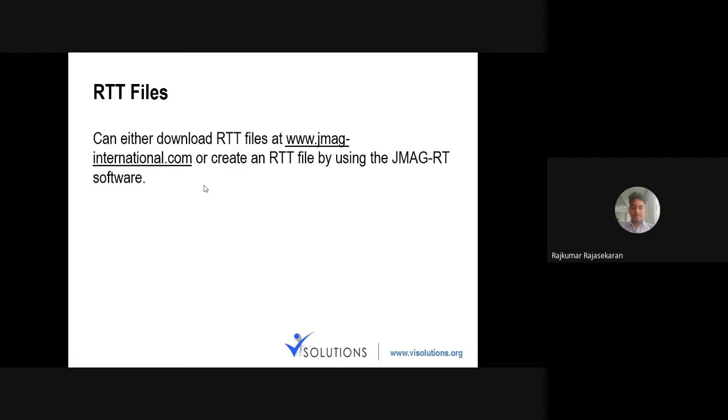RTT files could be downloaded from a website called JMAG International. They contain motor models. If they don't have the RTT file for the motor you're expecting, you can always create an RTT file by using software called JMAG-RT. You could check out that website, and if you want, you can try downloading it and checking it out. There are various resources available on the website itself. We'll not be focusing on that.